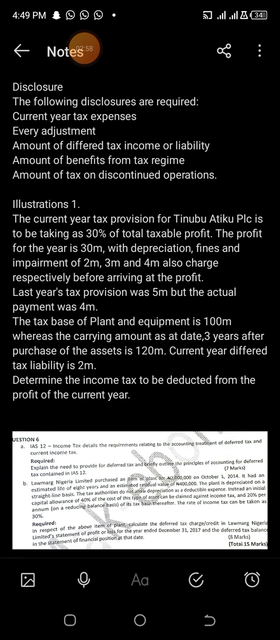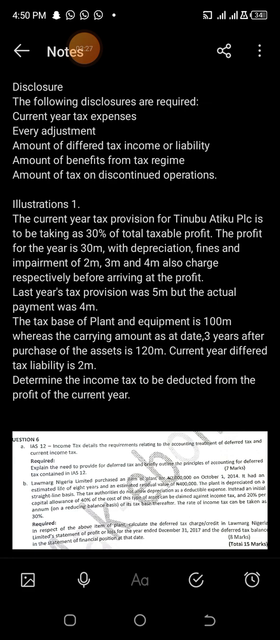Like I said, income tax is one of the standards that they test every now and then, directly or indirectly. Whatever they are asking you, it can be to calculate the current year tax, calculate deferred tax, explain deferred tax, explain current tax, and the like. So let's look at this example in illustration one, and it will guide us to know what exactly we are to do.